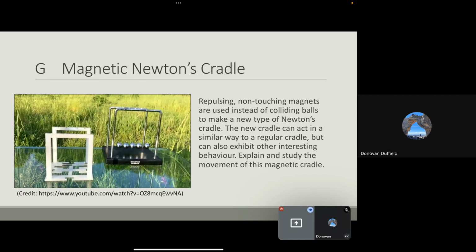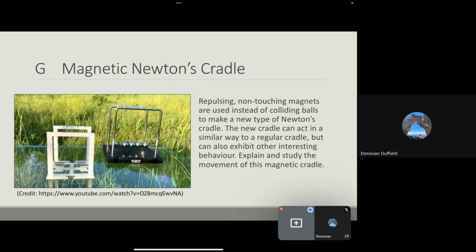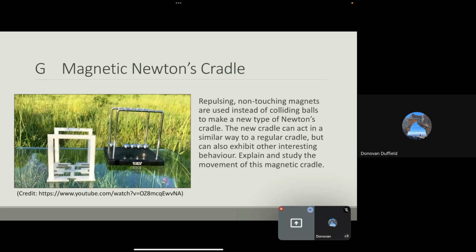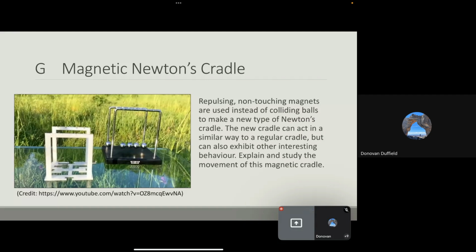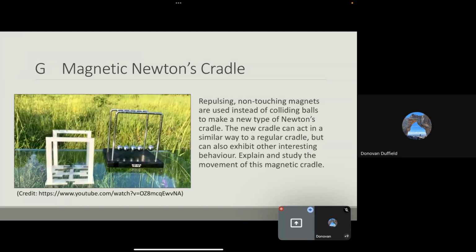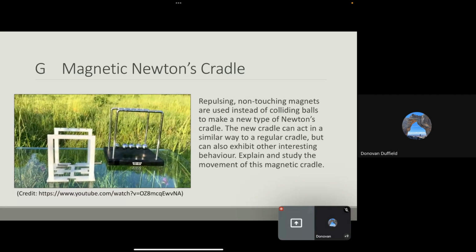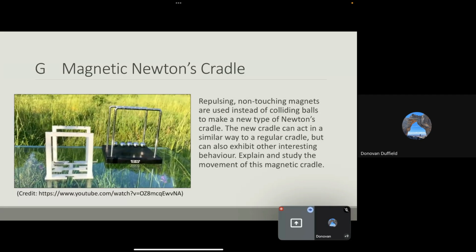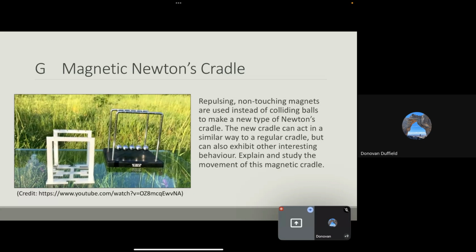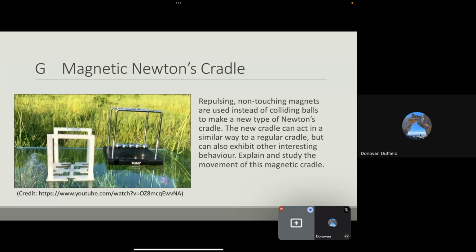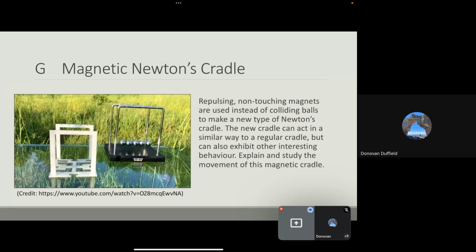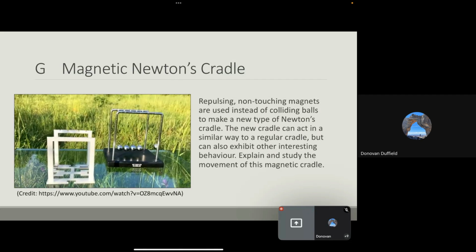So the problem statement is that repulsing, non-touching magnets are used instead of colliding balls to make a new type of Newton's cradle. So the cradle that you see on the far left-hand side. The new cradle can act in a similar way to a regular cradle, but can also exhibit other interesting behavior, right? So you see there with the magnetic cradle, it's not just flying out and coming back in. There's this very interesting interplay between the 2 magnets. So explain and study the movement of this magnetic cradle.